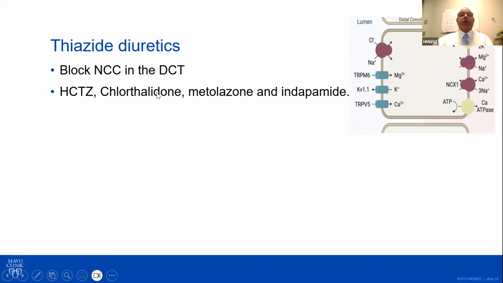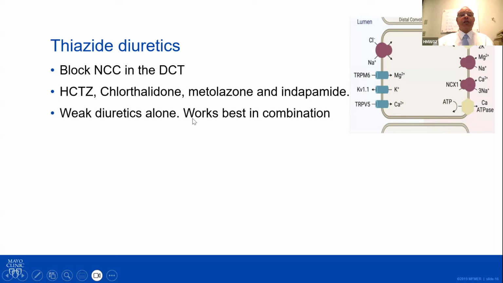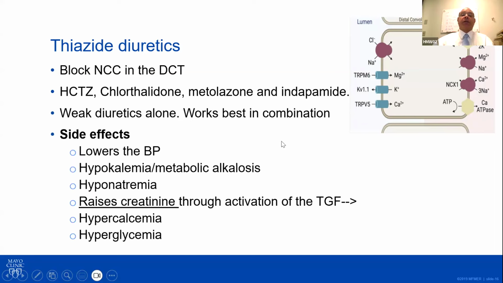Hydrochlorothiazide, its brother chlorthalidone, which is also available orally, is very long-acting. Metolazone works well in people with low GFR because partially it does not need luminal secretion. It can work from the blood side, the same as mineralocorticoid receptor blockers, and indapamide. In general, they're weak, but they work very well with the loop diuretics and work very well in controlling blood pressure.